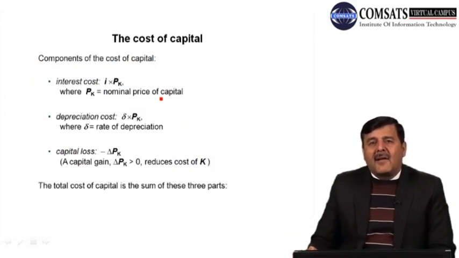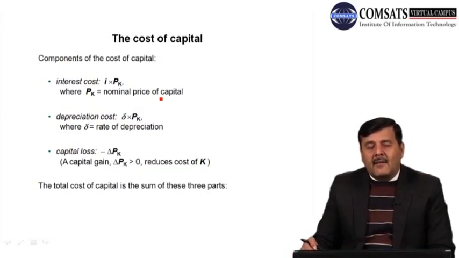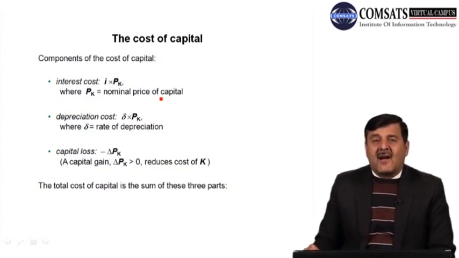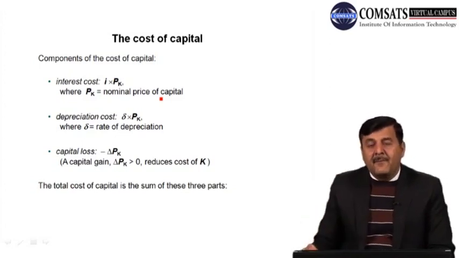Now what are the possible costs of capital? The components of the cost of capital are three. There are three possible costs of capital. One is the interest cost, and that is equal to i into PK, where PK is the nominal price of capital. So interest is a percentage of the nominal price of capital. The first cost is the interest cost. The firm has to pay interest, the rental firm has to pay interest, right?